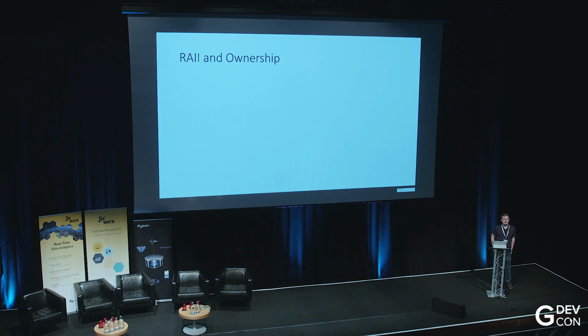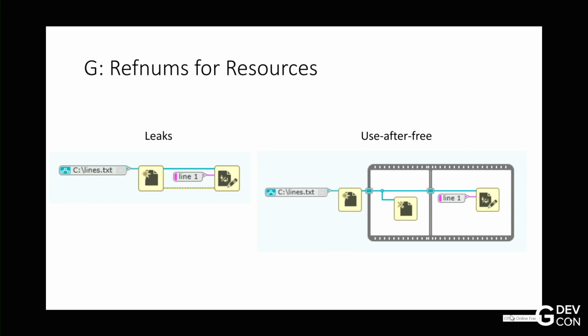Okay, so that is kind of the basic fundamental distinction between how G thinks about wires and how Rebar thinks about wires. So now let's look at something a little bit more advanced, and this is going to be RAII and ownership. To introduce this, I want to talk a little bit about how G handles things like resources. I'm using resource as a stand-in for something that lets you do something useful with a computer, like a handle to a file or to a network stream or to a device.